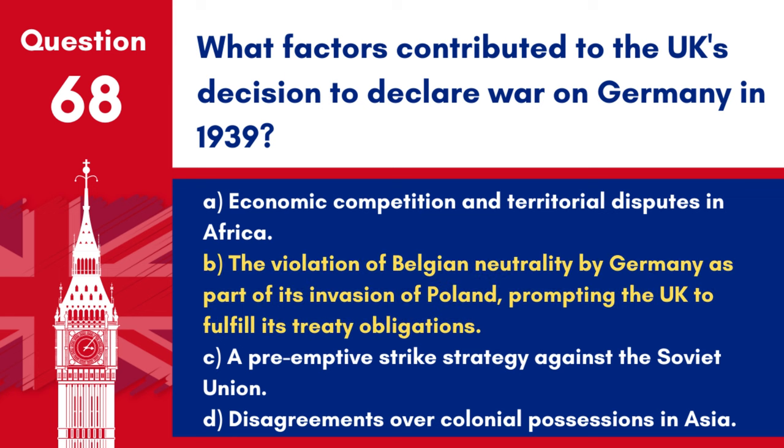Answer B. The violation of Belgian neutrality by Germany as part of its invasion of Poland, prompting the UK to fulfill its treaty obligations. The UK declared war on Germany after Hitler's forces invaded Poland and breached Belgian neutrality, triggering the start of World War II in Europe due to existing alliances and commitments to uphold European stability.